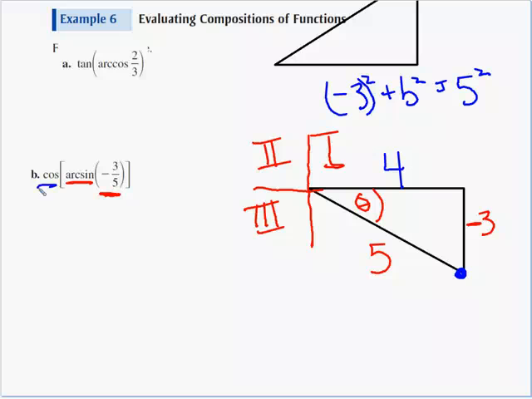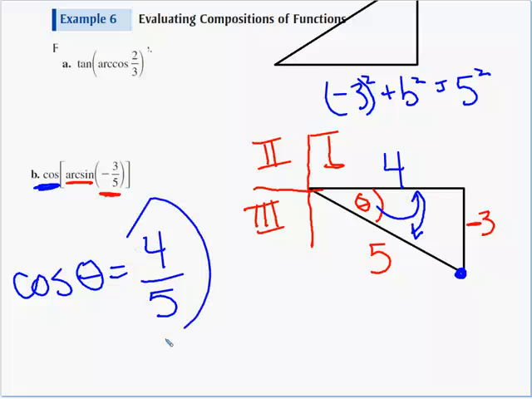Now we want to evaluate the cos of that same theta. The cos of theta, SOHCAHTOA, tells us that will be adjacent over hypotenuse. Adjacent's 4, hypotenuse 5, so our final answer is 4/5. And the show's over. The cos of the arc sine of negative 3/5 is equal to 4/5.